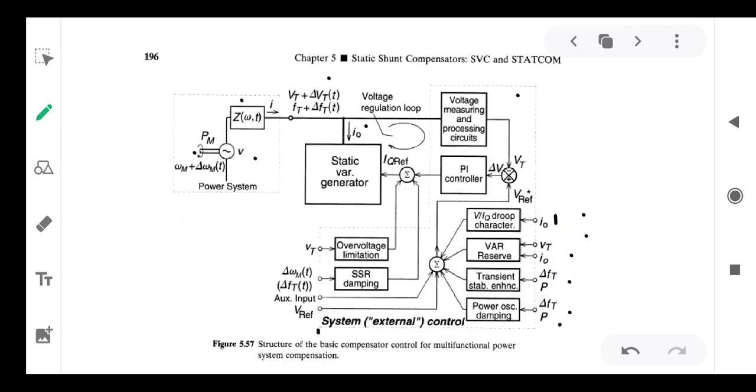If you want to get the power oscillation damping or SSR damping, you can also take the signals directly, like delta F and delta omega, as direct signals. And this Vt is taken for voltage limitation. So this is an additional signal. If you want, you can keep it, otherwise no need. So from which you can obtain, this is the summer.